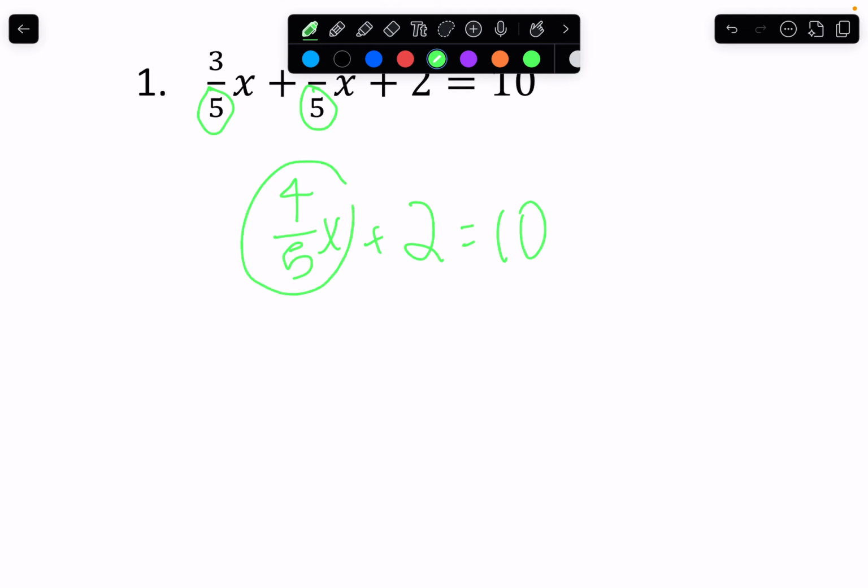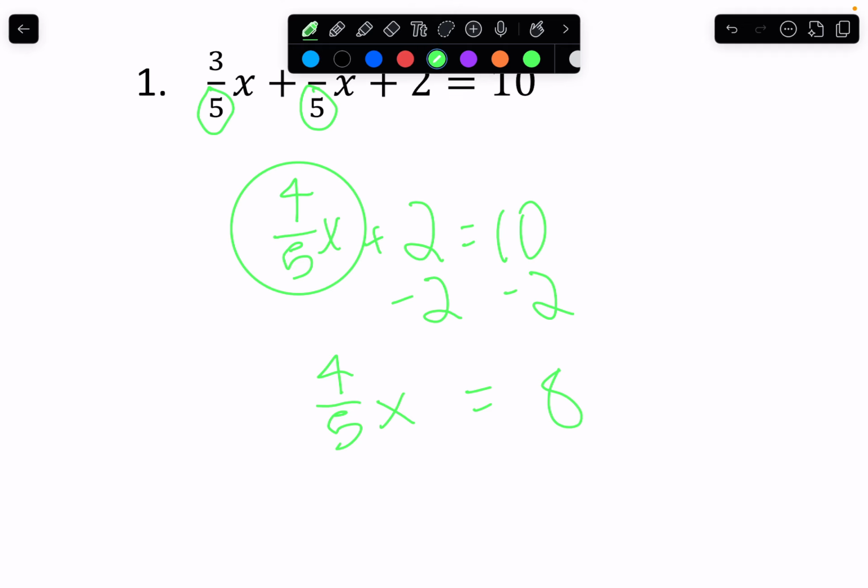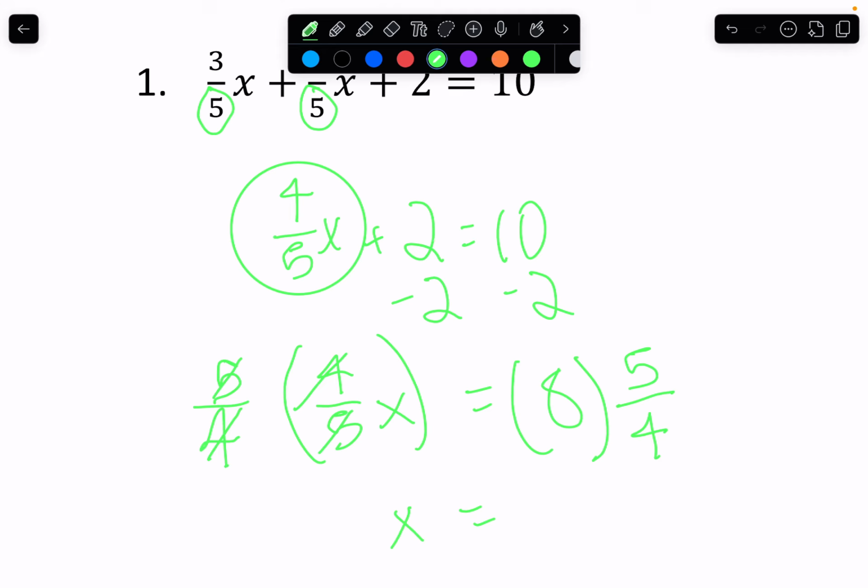Trying to get x by itself, right? So I'm going to subtract 2, and get 8 over here and 4/5 x over here. Now, remember when I multiply by a fraction to get rid of the fraction, I can multiply by the reciprocal, 5/4. Look, these 5s cancel and these 4s cancel. But if I multiply one side by 5/4, I also have to multiply the other side by 5/4. So I'm going to be left with x over here and 40/4 over here.